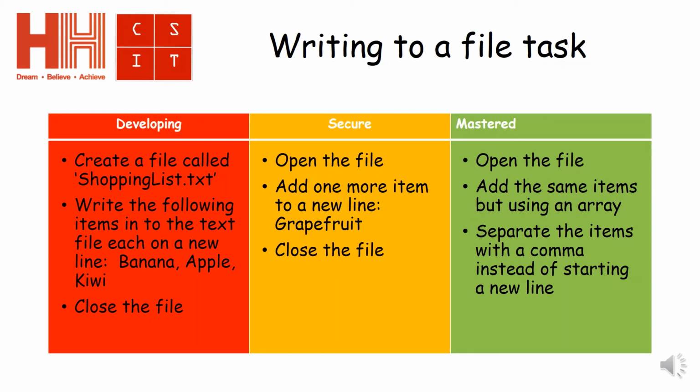For the secure code, I want you to reopen the file and add one more item to the end of the list. I want you to add grapefruit on a new line with a new line return and reclose the file. In the same code, I then want you to open the file, and I want you to add the same items that you've added for the develop and secure, but I want you to do it in a different way. I want you to add them using an array. I want the objects separated by commas, all on one line. This master task will involve you looking at and reviewing things we've already done.